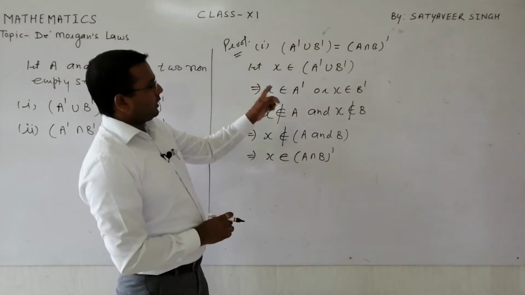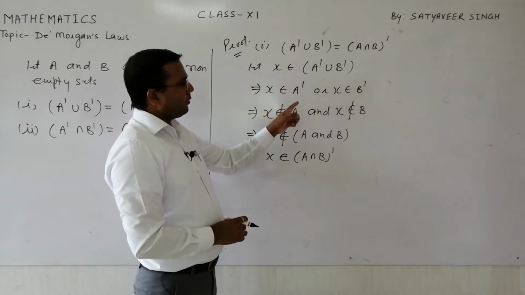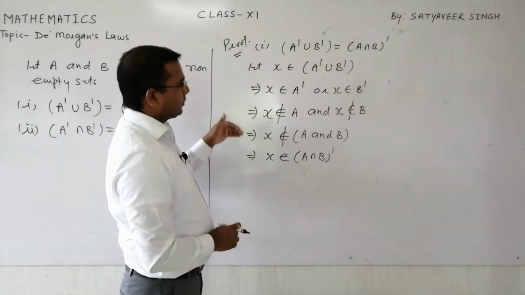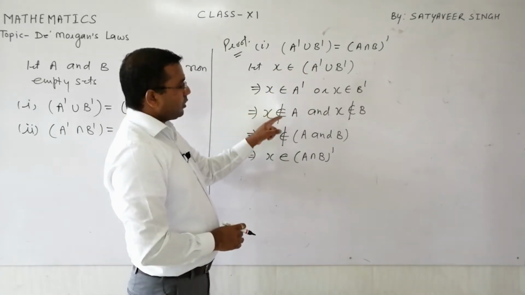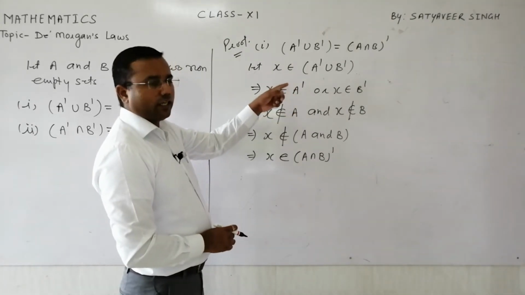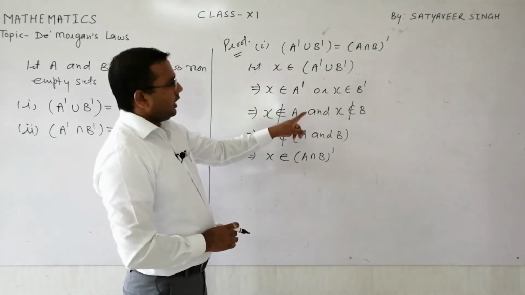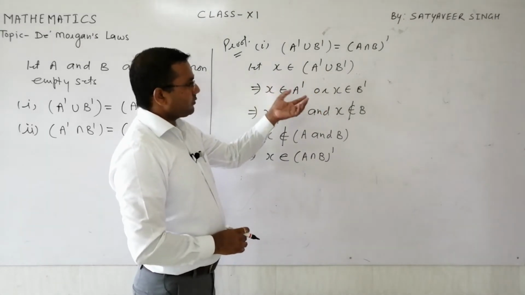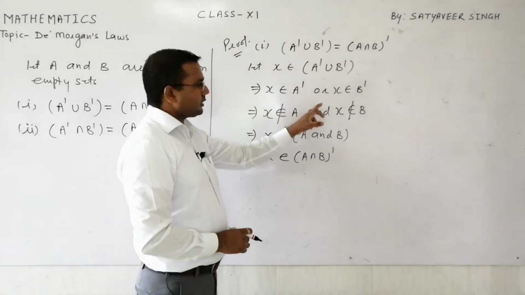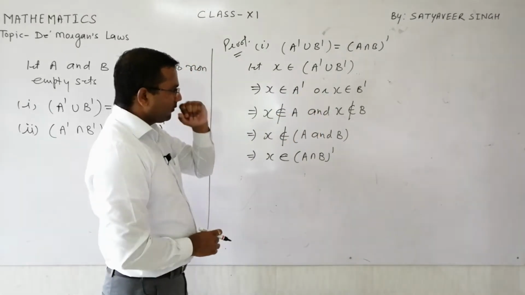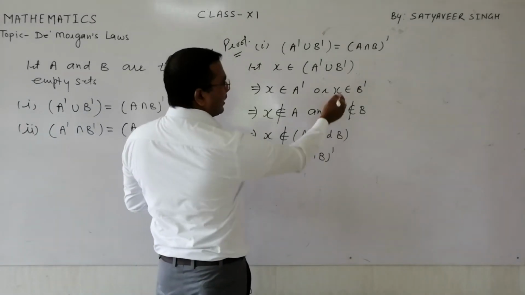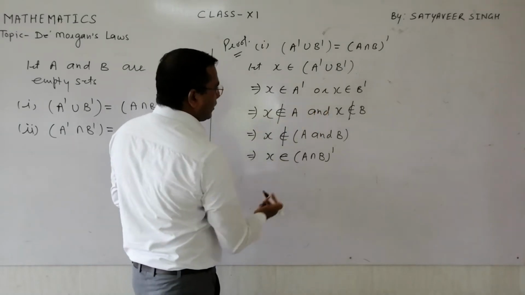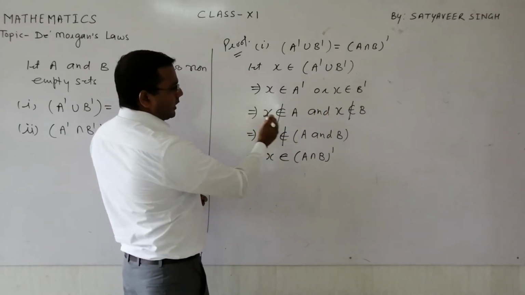See student, whenever you write x belongs to A complement or x belongs to B complement, and you want to represent the same statement like x does not belong to, if it belongs to A complement, it means it does not belong to A. And here the union notation we have written, while it belongs we write OR, but while it does not belong we convert this OR into AND. So similarly we can write x does not belong to B also. There is a need to understand this statement. Take a pause and try to understand this.